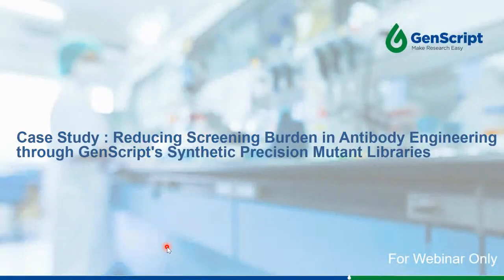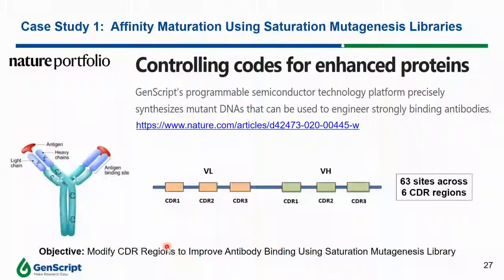Now I would like to show you a case study to demonstrate how the PML service helps to reduce the screening burden while obtaining an optimized antibody candidate quicker. In this case, we created a saturation mutagenesis library of 63 sites across 6 CDR regions in both the light chain and heavy chain. Each site was mutated to all 19 non-wild type amino acids.